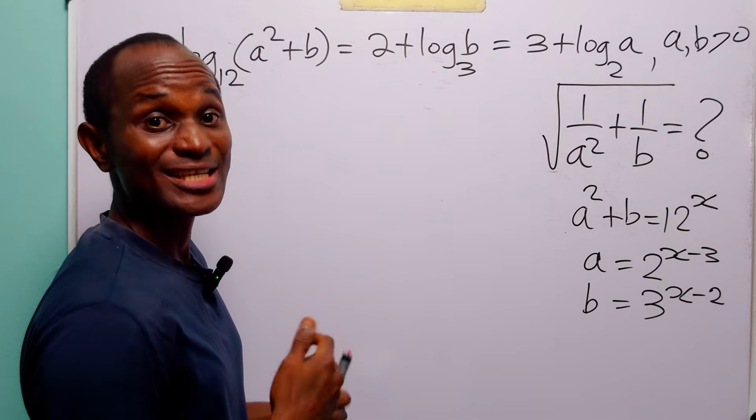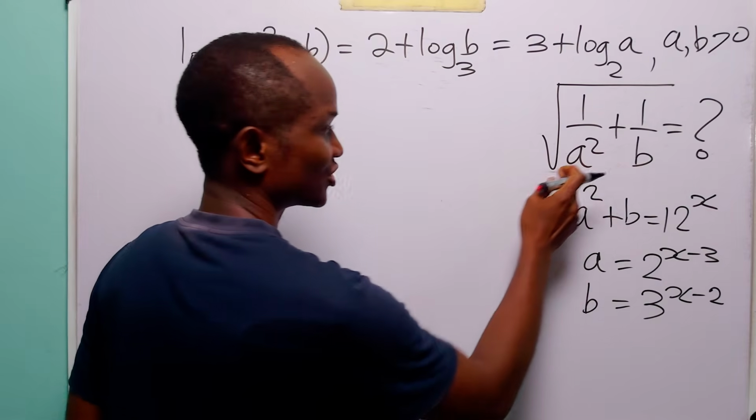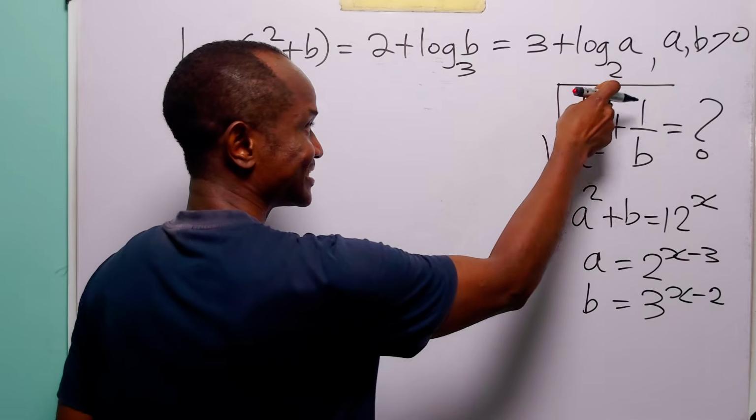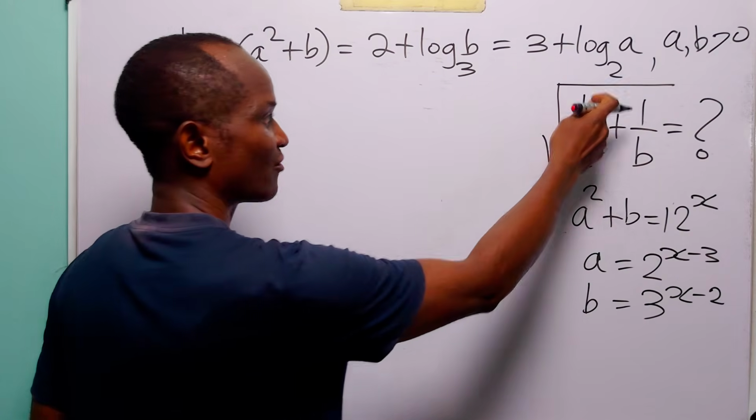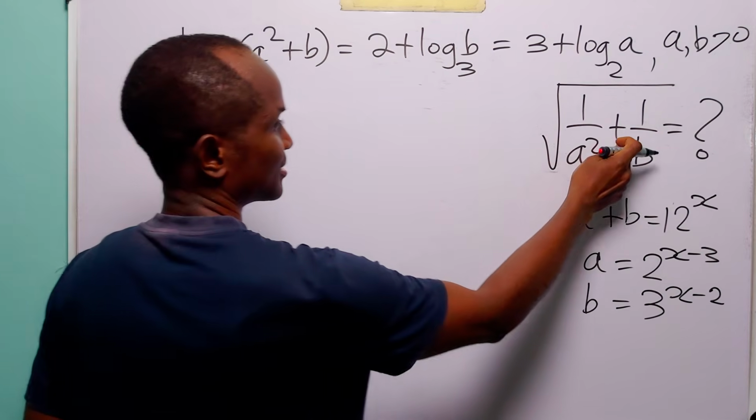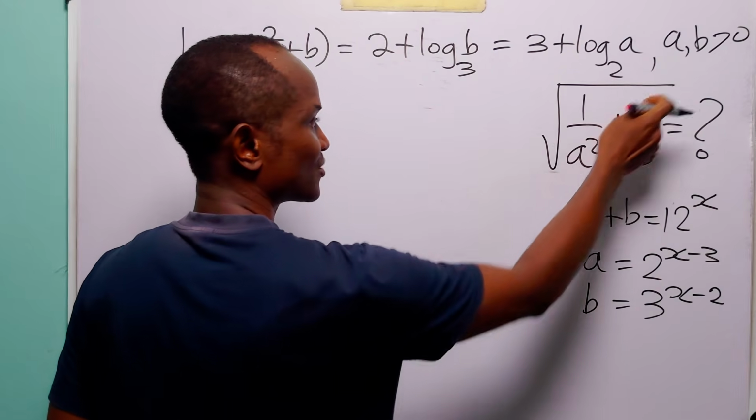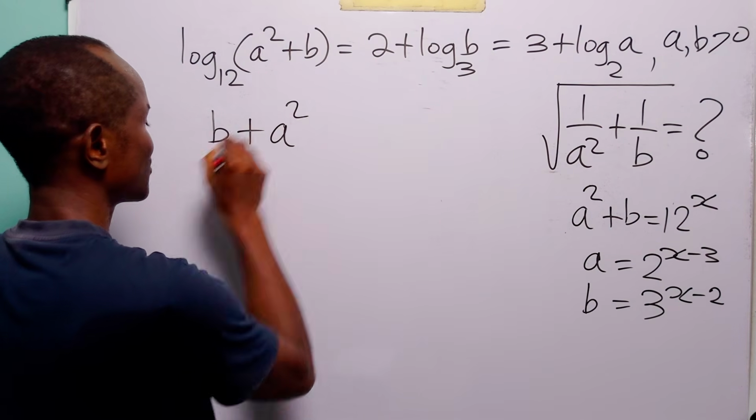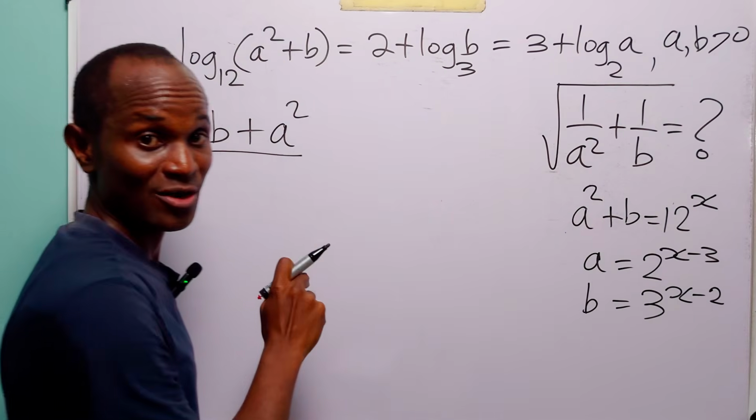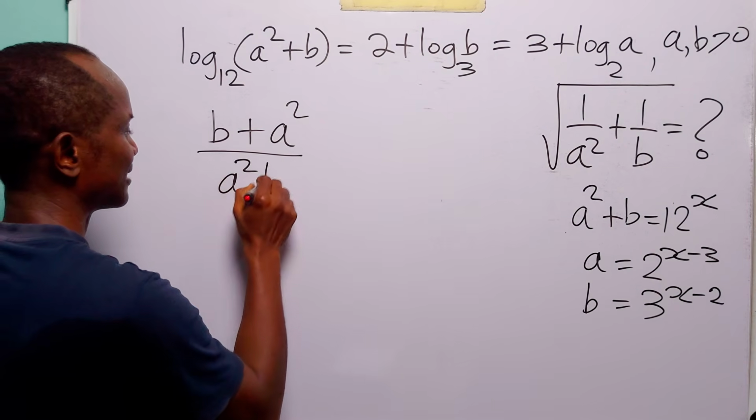Now let us look at the quantity under the square root sign. What we are going to do is combine these two fractions into one single unit. And how do we do that? We multiply this numerator by this denominator. So we have 1 times b, that is b, plus, then we multiply this denominator by this numerator. So we have a squared times 1, that is a squared. Then this is over, we multiply this denominator by this denominator, that is a squared times b.